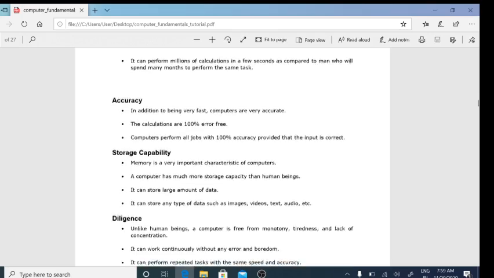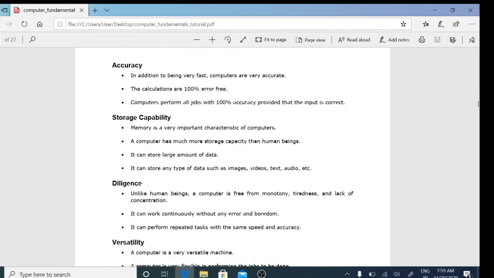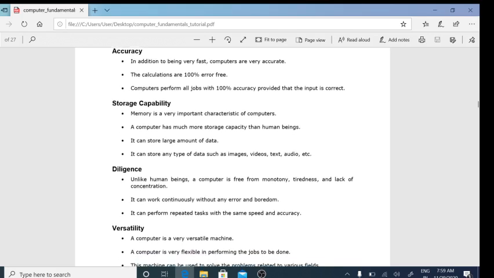Next is diligence. What do we mean by diligence? In humans we can say intelligence, but in terms of a computer we will term it diligence. Diligence means, unlike human beings, a computer is free from monotony, tiredness and lack of concentration. It can work continuously for hours without any error and boredom. It can perform repetitive tasks with the same speed and accuracy. So that's why we call it diligence.